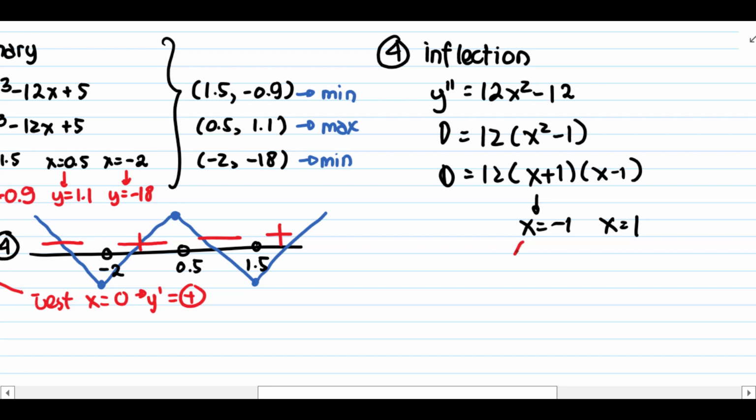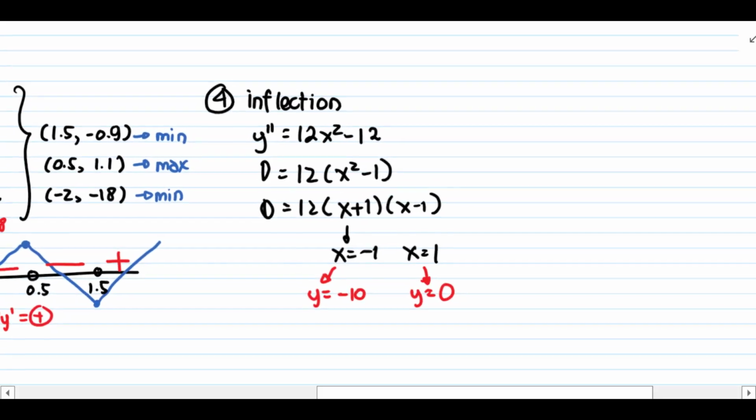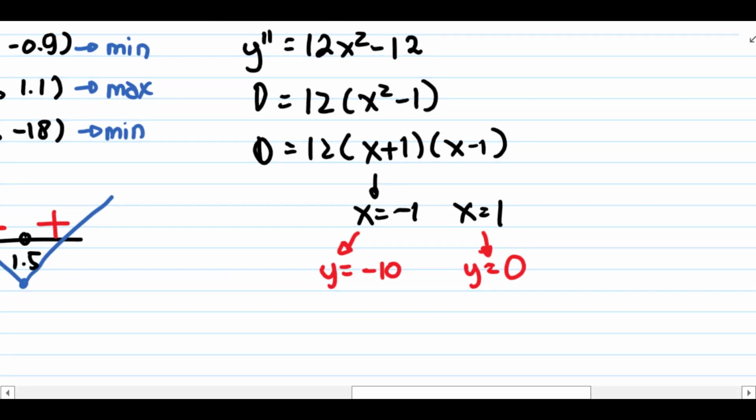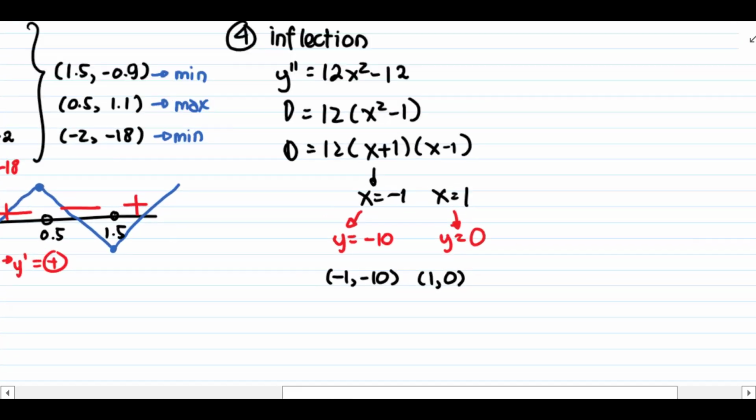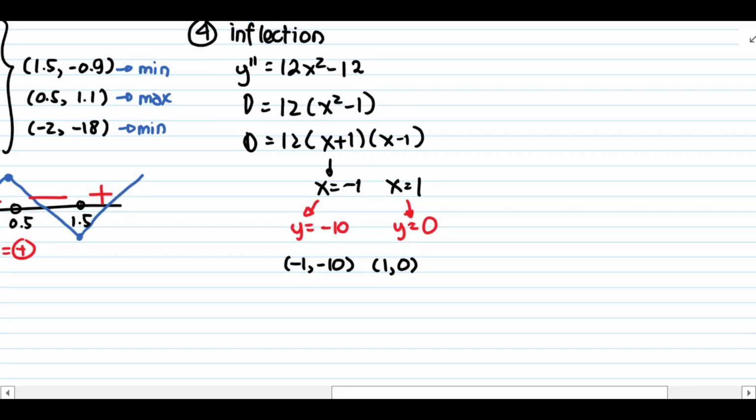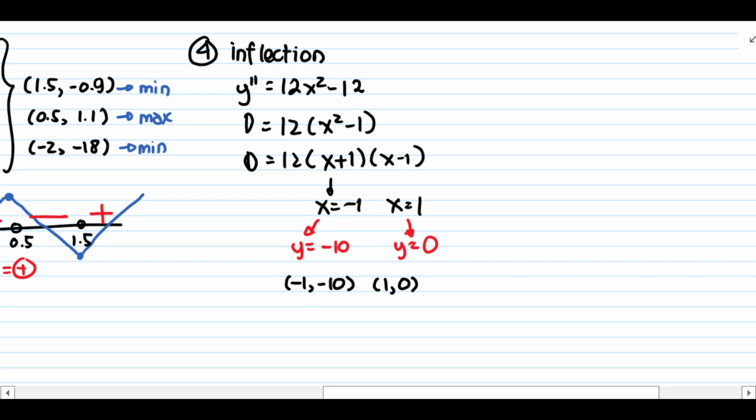determine the change of the sign. Oh, not yet. We have to find the value of y first. Value of y first. Okay, negative 1. For the inflection points, you will have (negative 1, negative 10) and (1, 0). But we don't know yet if these are inflection points or not.